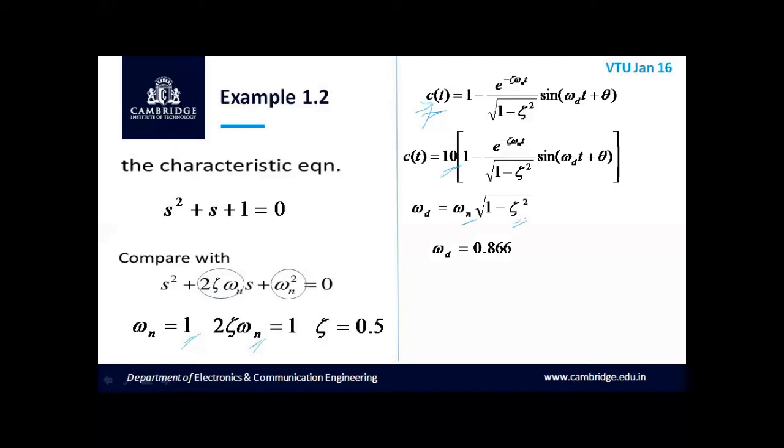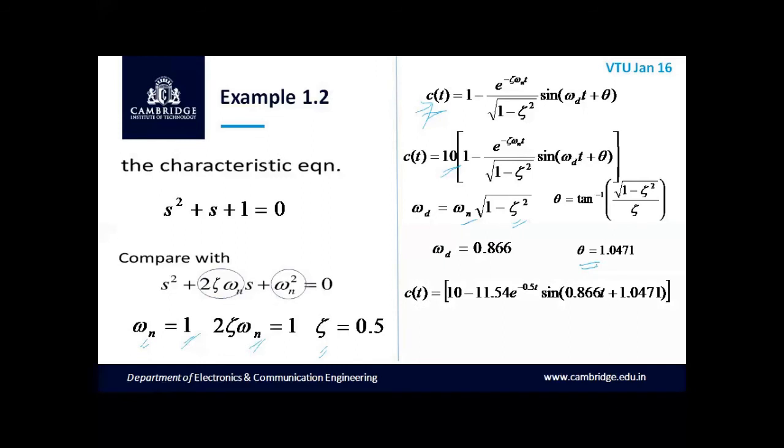So we have obtained the value of omega n and zeta. Let us substitute in the expression for omega d, and we can obtain omega d as 0.866. We know that theta is equal to tan inverse of square root of 1 minus zeta square divided by zeta. Substituting for zeta as 0.5 in the above expression, we can obtain theta as 1.0471. Make a note that we have to put the calculator in radian mode while we are substituting.